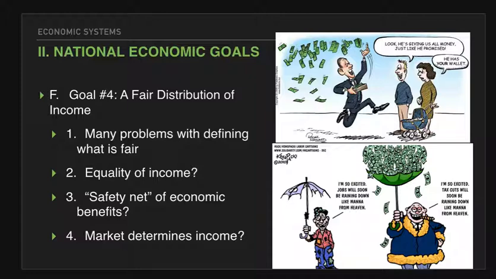But I think when we look at all of these together, these questions don't have simple answers to them. But they're important for us to consider when we're looking at the goal of our nation: how do we determine what is a fair distribution of income? How do we make that good for everybody?